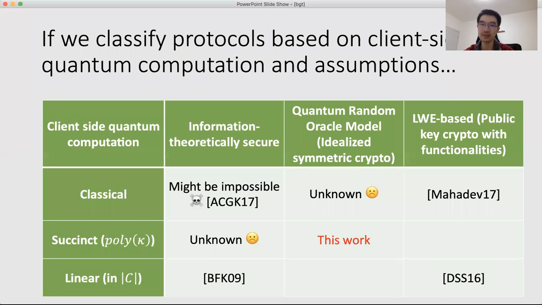So if we classify protocols based on client-side quantum computation and assumptions, we get the following table. This table shows different trade-offs between these two factors. We can see our protocol reveals a new trade-off, where the assumption is the quantum random oracle model, which is an idealized symmetric crypto model, and the client-side quantum computation is succinct, which is between classical and linear. So our work reveals a more complete cryptographic picture for this problem.